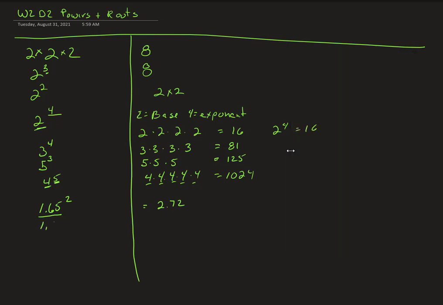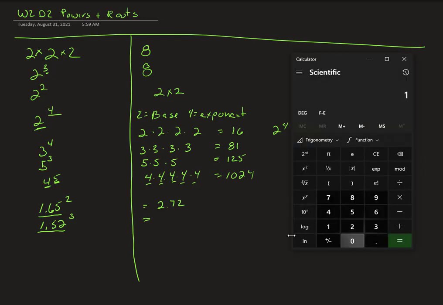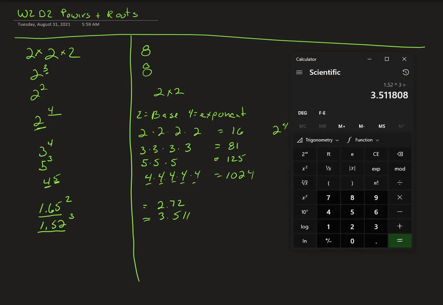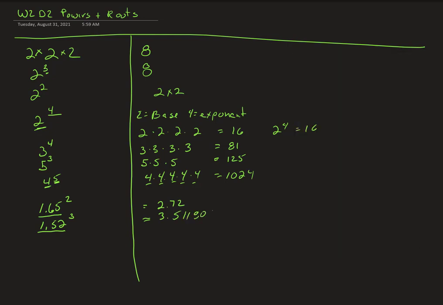Let's do 1.52 to the third. We have 3 significant digits, and so 1.52 to the third is going to equal 3.51. So we came up with 3.511808. We need to round that to 3 significant digits. So we end up with 3.51.